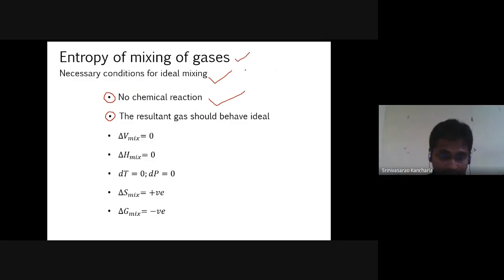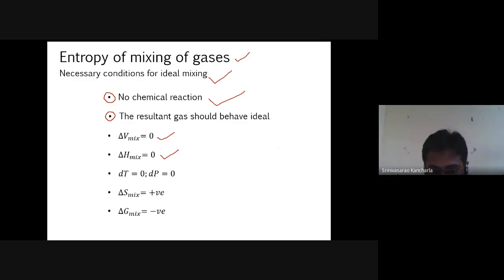So when you have that mixing, the change in the resultant volume is 0, and the change in the enthalpy is also 0. Understand, there is no heat exchange because both are ideal gases. Their interactions are very weak.